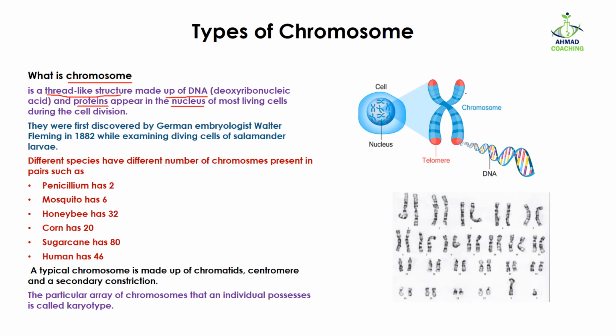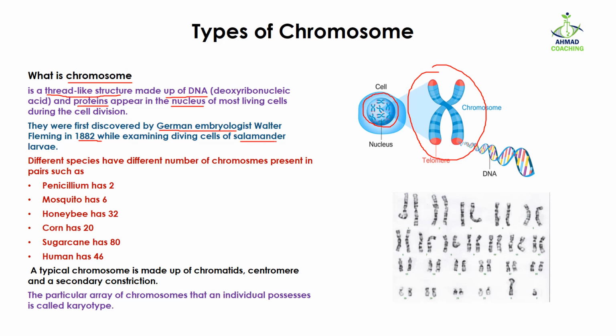So this is how the chromosomes look like, and when the cell is dividing, they will have different numbers of chromosomes. Chromosomes were first discovered by the German embryologist Walter Fleming in 1882 while he was examining the actively dividing cells of salamander larvae.